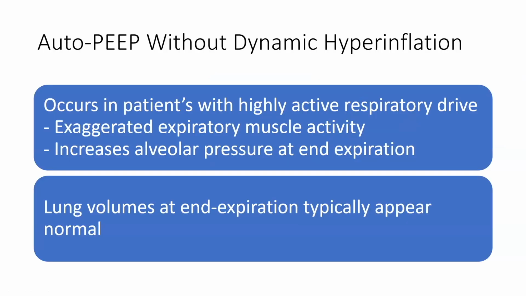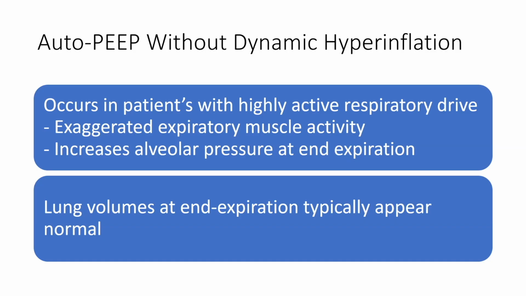So I mentioned earlier, AutoPEEP does not necessarily coincide with dynamic hyperinflation in all states. So when we talk about AutoPEEP without dynamic hyperinflation, you're thinking about patients, and you've seen this before, we'll all see this when you have patients on mechanical ventilation that really have highly active respiratory drives, probably patients that have metabolic derangements such as metabolic acidosis or sepsis or ARDS. And you'll see this on the ventilator, and you'll see this by just directly observing the patients.